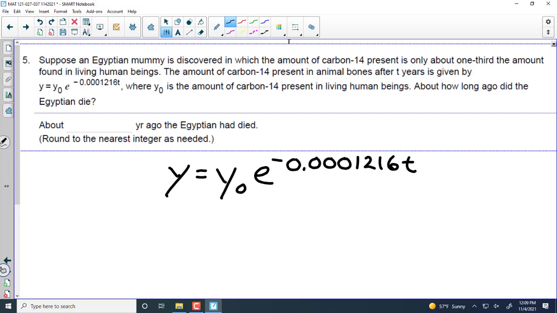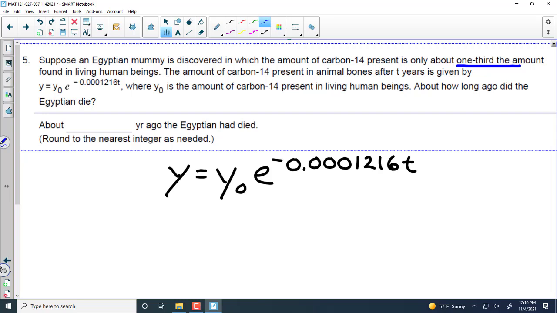Where y sub 0 is the starting amount of carbon-14 present in living human beings. About how long ago did the Egyptian die? This is terrible. But there's a very key piece of information up there that's going to help us solve this problem, lickety-split. The 1/3, isn't it? That's it, right there. One-third, right there.